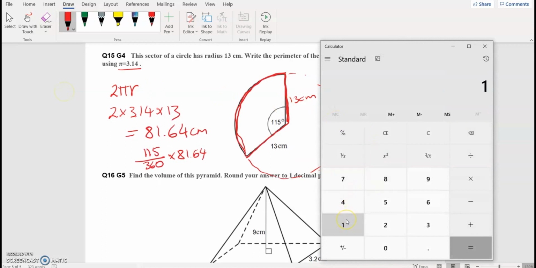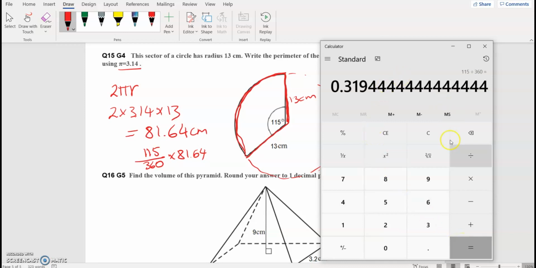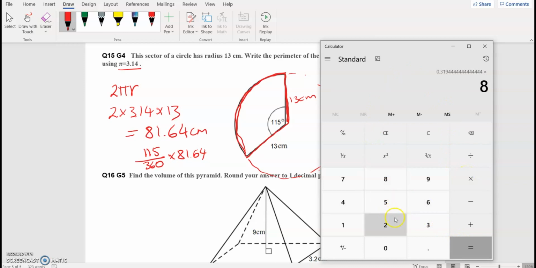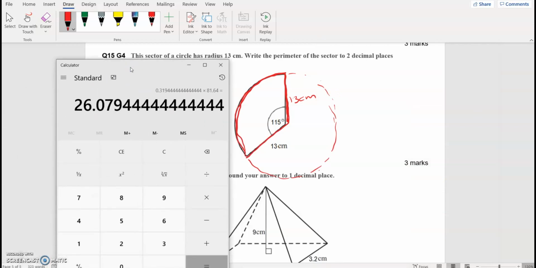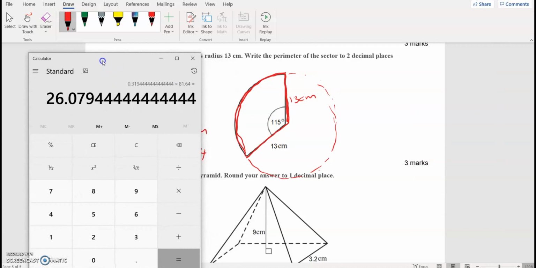So 115 divided by 360, and we'll not change this, we'll now multiply it by 81.64. So that gives us this, and we'll just add the 13 and 13. So plus 26.